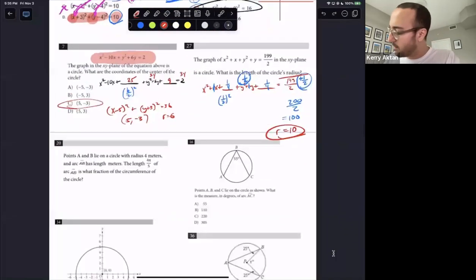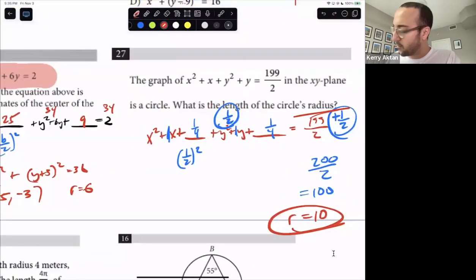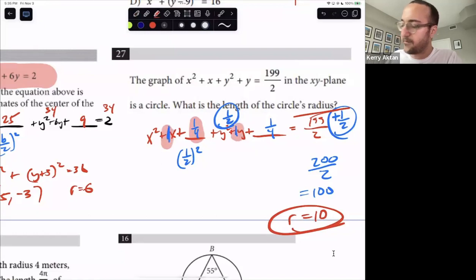Why am I plugging in 1? I don't know if this answers your question, but it's (b/2)². Remember, the value there in front of the variable is a 1. So it's (b/2)², (1/2)².